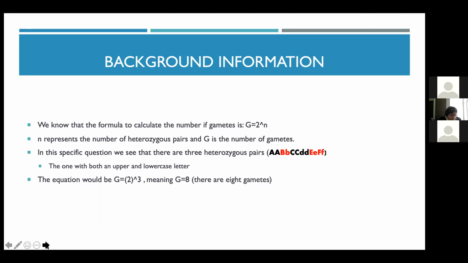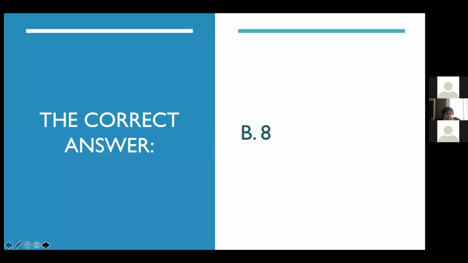So the background information that we have is that we know the formula to calculate the number of gametes is G equals 2 to the N. N would represent the number of heterozygous pairs, and G is the number of gametes. So in this specific question, we see that there are 3 heterozygous pairs. It's the B, the E, and the F because they have both an upper and a lowercase letter. That would make the equation G equals 2 to the third, which would make G 8, meaning there are 8 gametes, and B would be our correct answer.